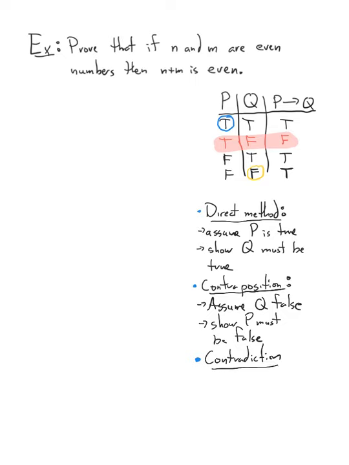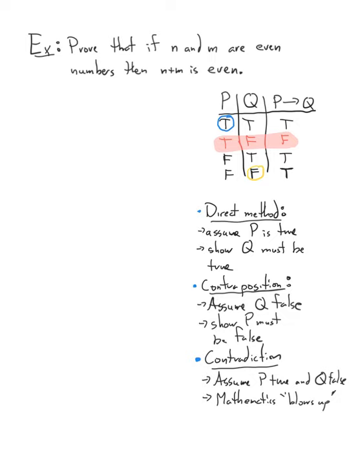And contradiction, this is kind of a fun one. You pretend you're in the dreaded row. So you say, all right, let's let the if part be true and the then part be false. So assume you're in the dreaded row, so P is true and Q is false. And you show that if that's the case, your mathematical world blows up. So mathematics blows up. Don't worry about contraposition and contradiction too much for now.